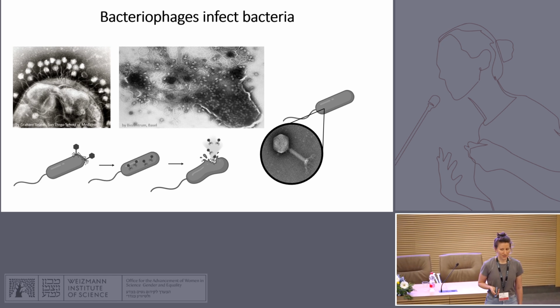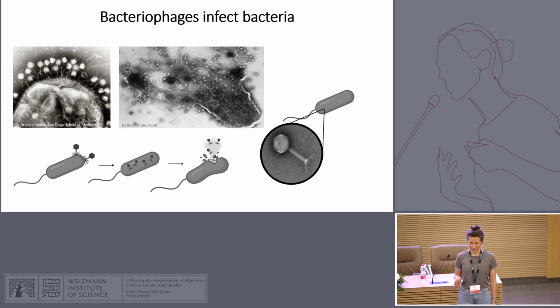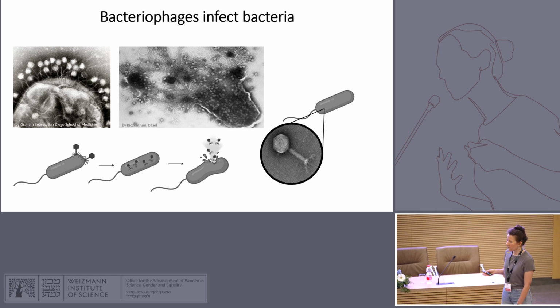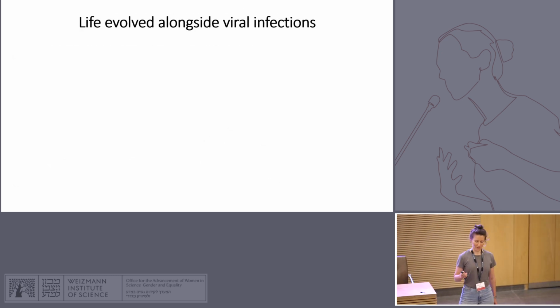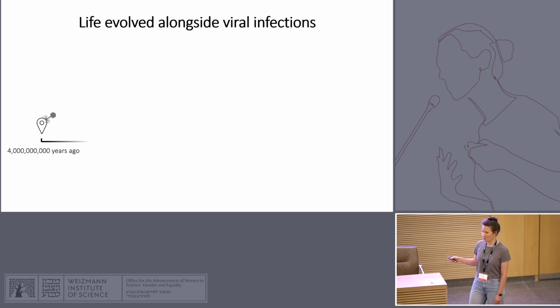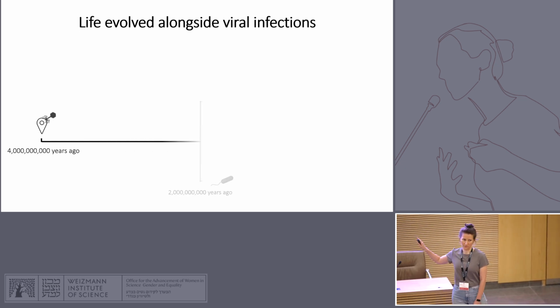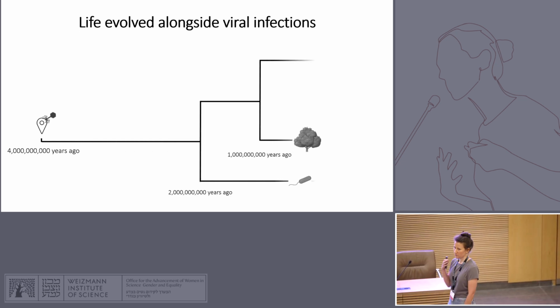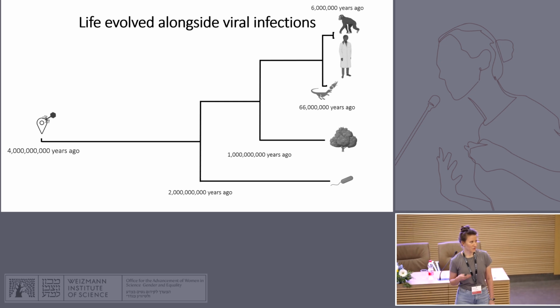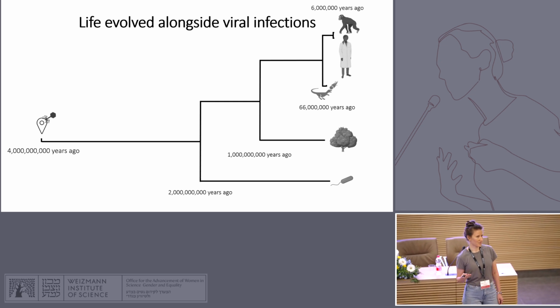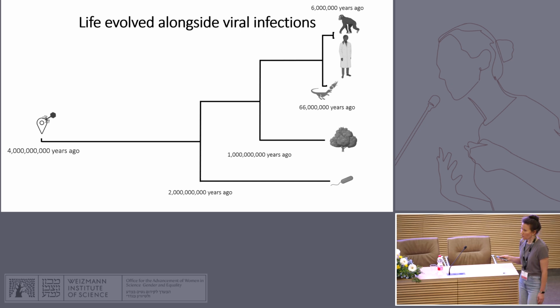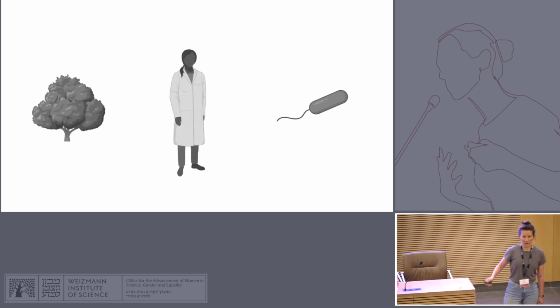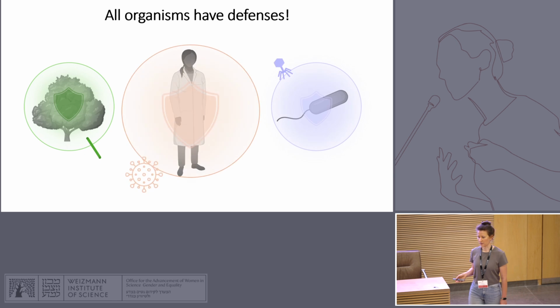In fact, they have been causing disease since the beginning of life. 4 billion years ago, when life on Earth had just appeared, viruses were already there. So to survive, life had to develop defense mechanisms against them. Today, all living forms of life have immune defenses against viruses.